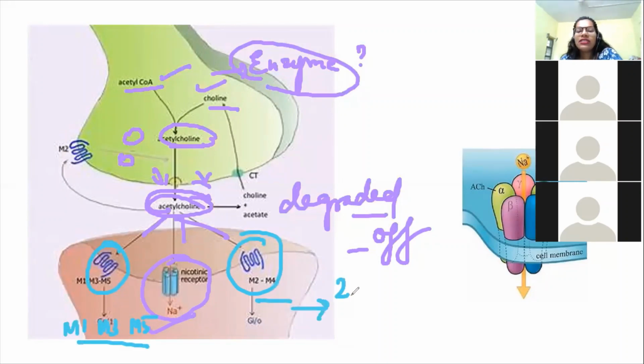So this is your second type of acetylcholine receptor. It is called muscarinic acetylcholine receptor. So till now we were talking about the nicotinic. Now this is your second type called muscarinic acetylcholine receptor.